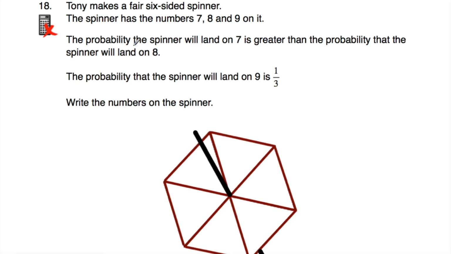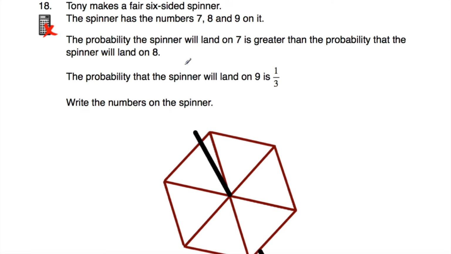And we've been told the probability that the spinner lands on 7 is greater than the probability that it lands on 8. So there's going to be obviously more 7s on the spinner than 8s, because the probability it landed on 7 is greater than it landed on 8, and it's fair. So that means there's more 7s than 8s on the spinner. And the probability that the spinner lands on 9 is 1/3. And we've been asked to write down the numbers on the spinner.